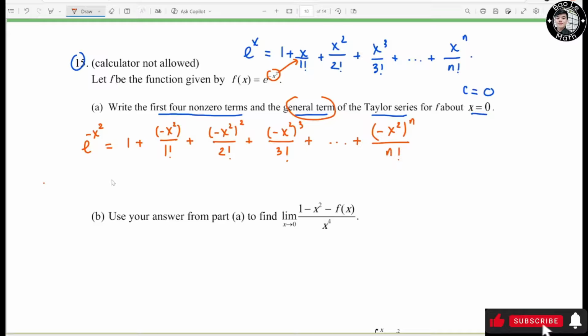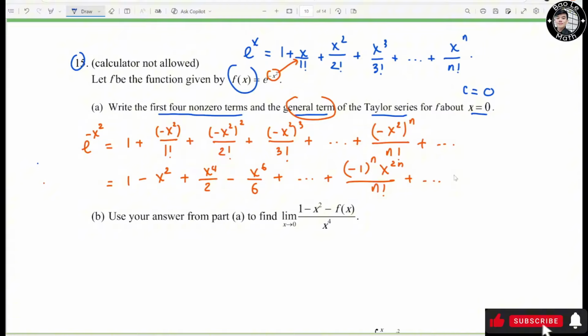Now we're going to simplify this one. We can use the general term right here to represent the function f(s). So this is the sum when n starts from 0 to infinity of negative 1 raised to the n, s raised to the 2n over n factorial.